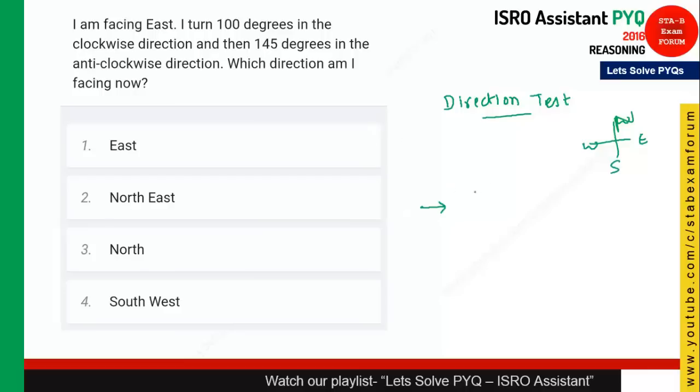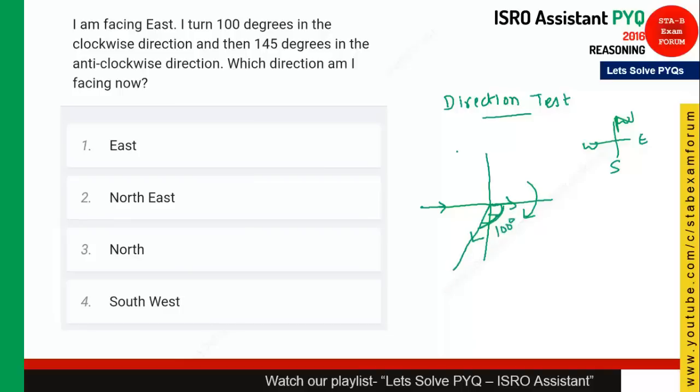Okay, now you turn 100 degree clockwise. Okay, so let's make a quadrant. So you are facing here, so you make 100 degree in clockwise. So this is clockwise, so this is 90, so you have turned in this position. Okay, so make it this as 100 degree. Okay, this is 100 degree.